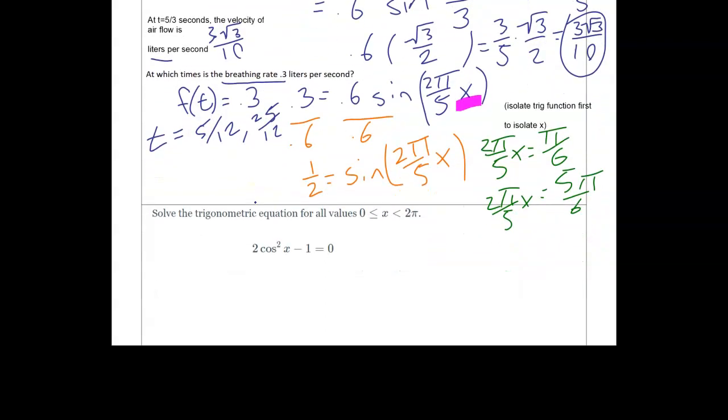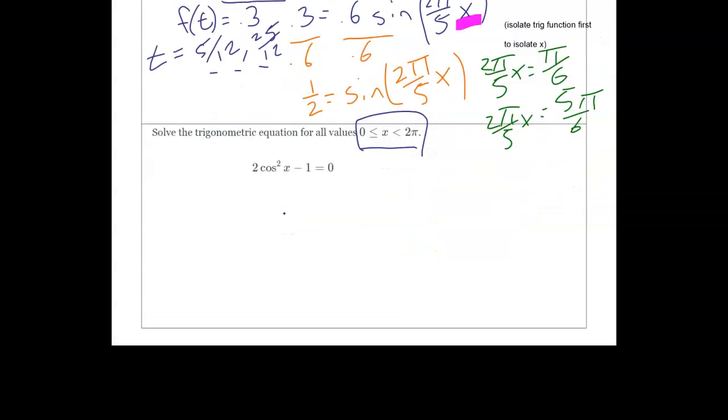So that's why when we're solving these, the convention is to give only the first two solutions rather than giving all infinite solutions, right? So you will often see for all values from 0 to 2 pi as the bounds for the solutions. Let's tackle one more example here.